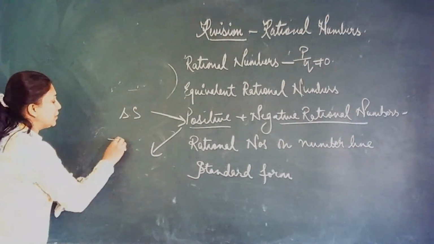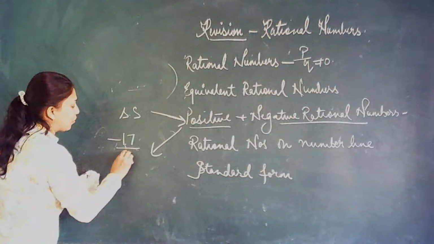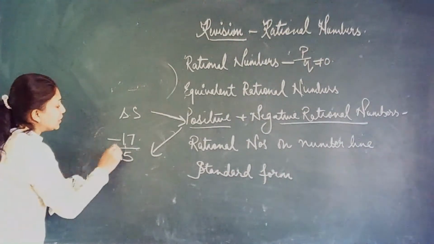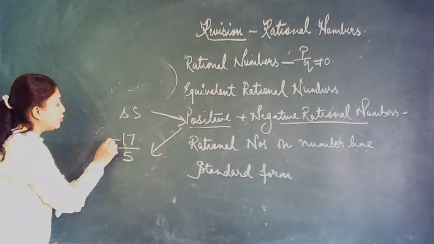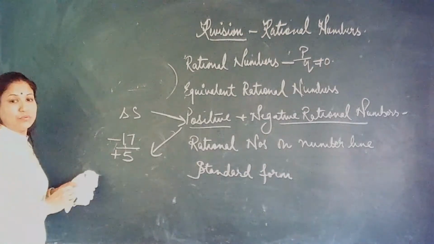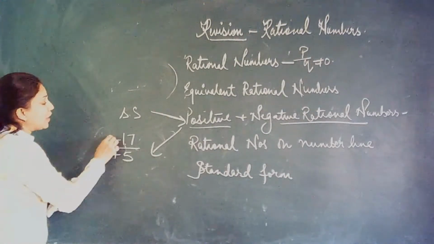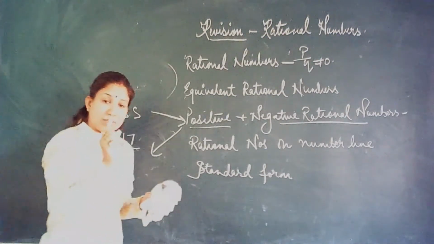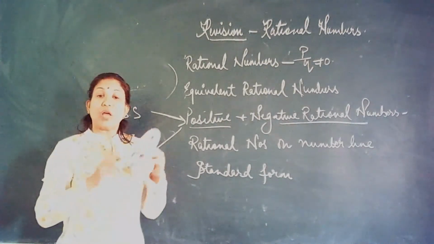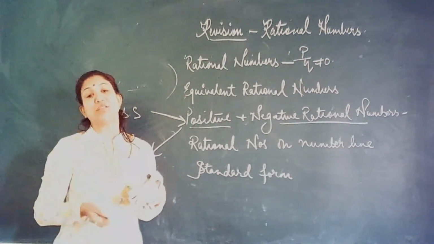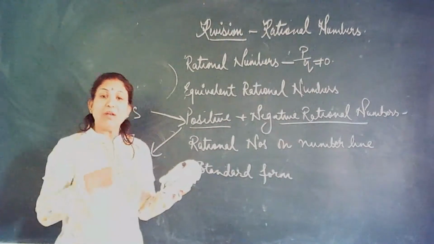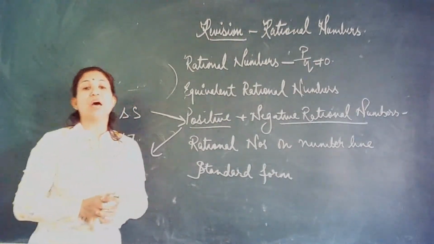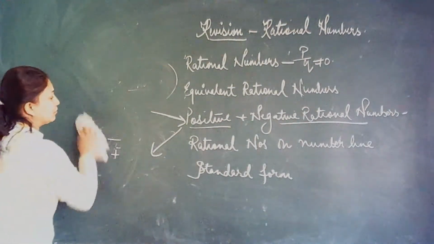Take for example minus 17 upon 5. So here at the numerator you have negative and here you have positive. So when you have a change in the sign, both are not the same, there is a difference in the sign at numerator and denominator, it is termed as a negative rational number.